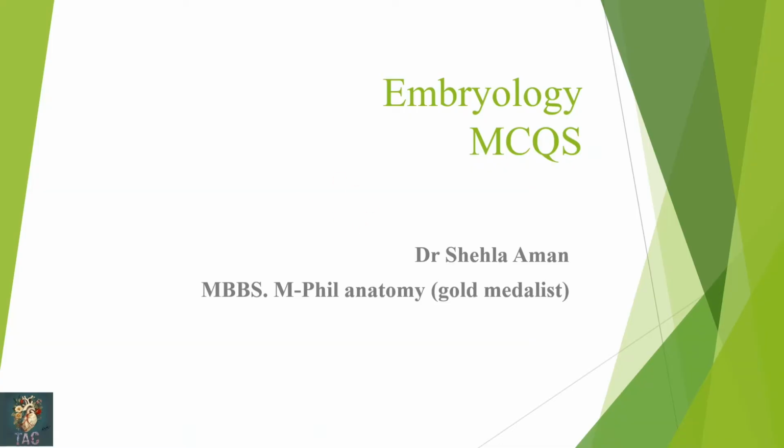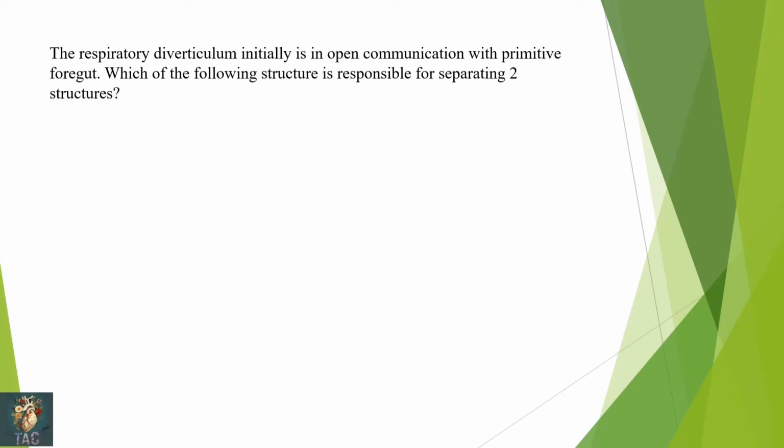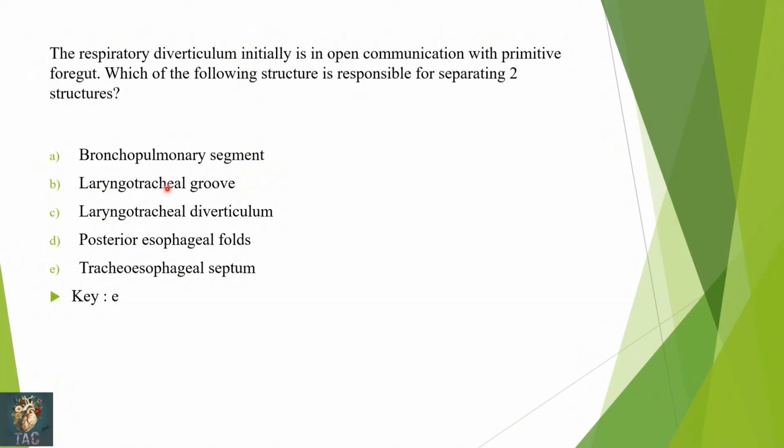In today's class we are going to discuss the embryology MCQs of block C, that is the cardiorespiratory system. So the first MCQ in today's class is: the respiratory diverticulum initially is in open communication with the primitive foregut. Which of the following structures is responsible for separating the two structures? That may be the bronchopulmonary segment, the laryngotracheal groove, the laryngotracheal diverticulum, the posterior esophageal fold or tracheoesophageal septum. So the correct answer is tracheoesophageal septum.